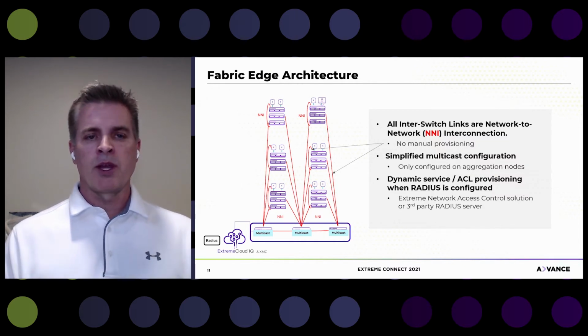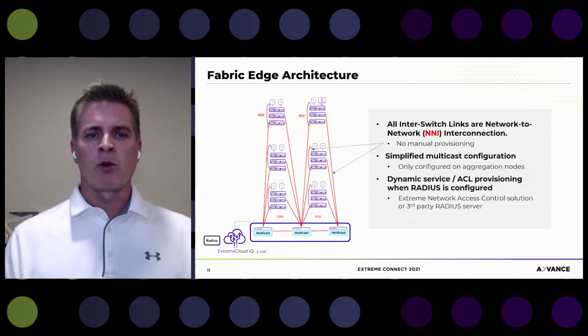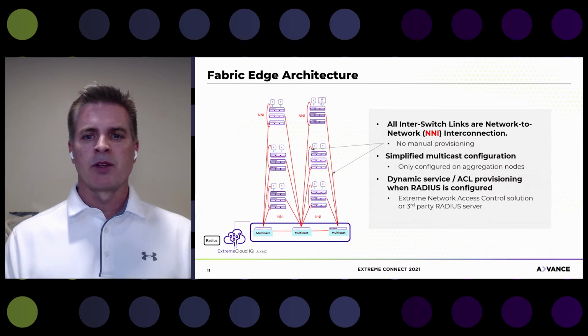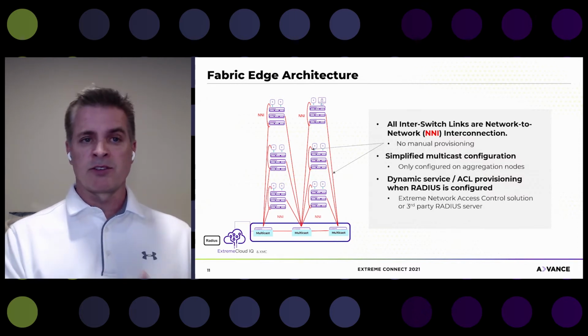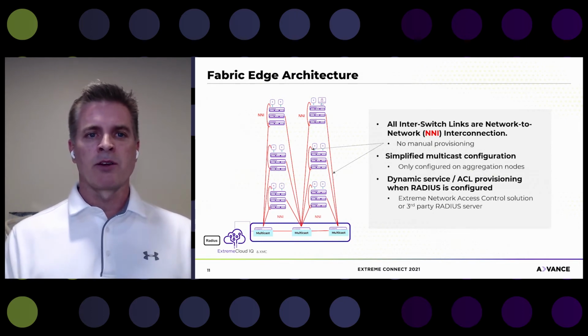We can also automate the configuration of multicast out at the edge as well. Only at the aggregation node do you need to do this. And then finally, tying this into the Extreme Management Center and site engine configuration that I mentioned earlier, we can automate the delivery of VLANs to the end user ports.